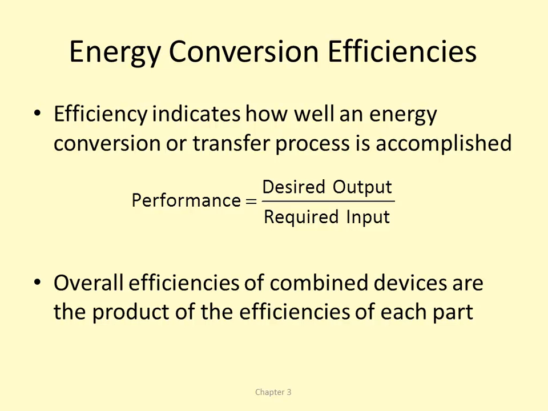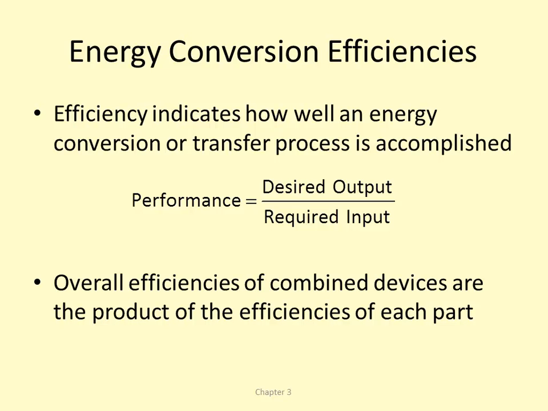We talked a lot about efficiencies, and there were different ways that we approached the subject for steady flow devices, for isentropic devices, for thermal transfer devices. But in essence, the efficiency of any device is our desired output divided by our required input. And if we have multiple devices acting in series, then the overall efficiency of those devices is just the product of the efficiencies.